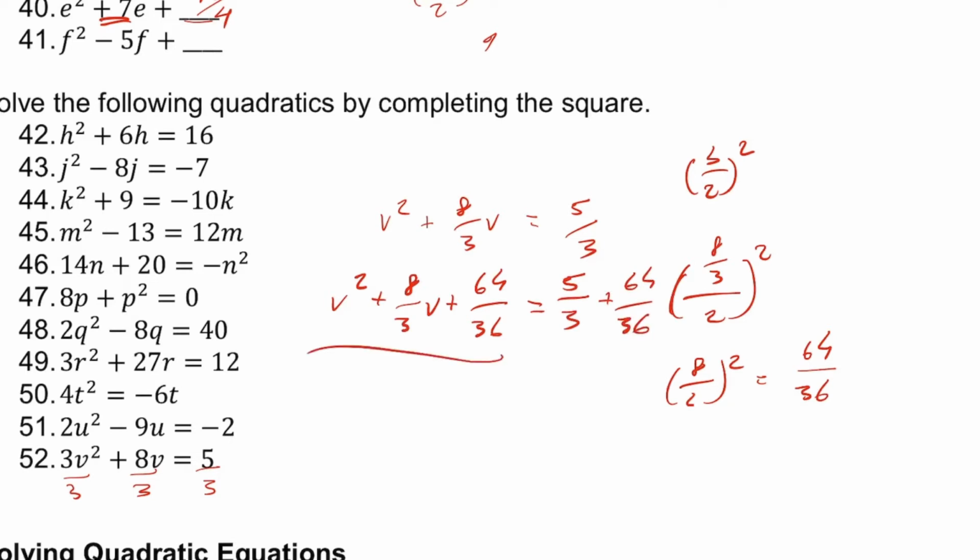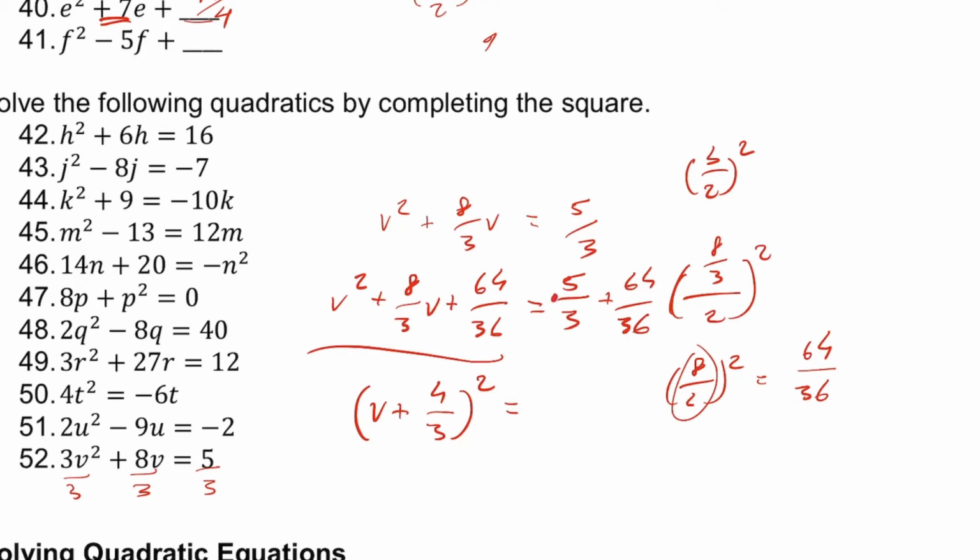Then factoring the left-hand side. So we're going to have v plus a number, and this number is going to be the number we get when completing the square before we square it. So that is 8 over 6, which is 4 over 3, squared, equals, and then 5/3 plus 64 over 36.